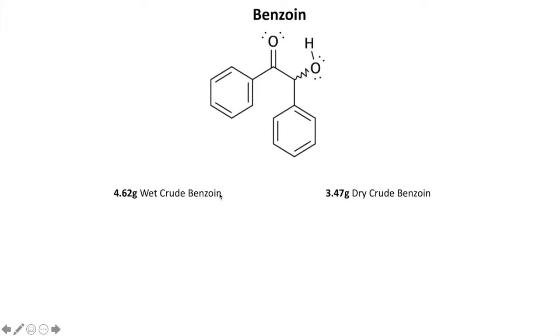The wet crude benzoin was 4.62 grams. The dry was 3.47 grams. So it went down a whole over a gram, huh? Let's enter this value into the reaction table for your crude benzoin. So pause the video, put this in your reaction table, not this one.